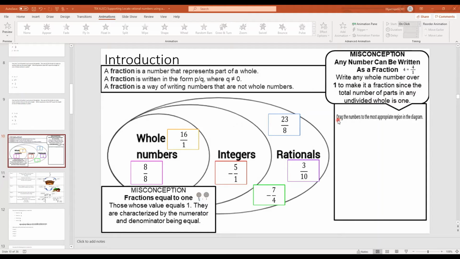Now, y'all, before we go any further, I do want to go ahead and finish up this problem just so you get an idea of what we were asking you to do. Drag the numbers to the most appropriate region in the diagram. So, y'all, 23 over 8 is an improper fraction. It will be a rational number.